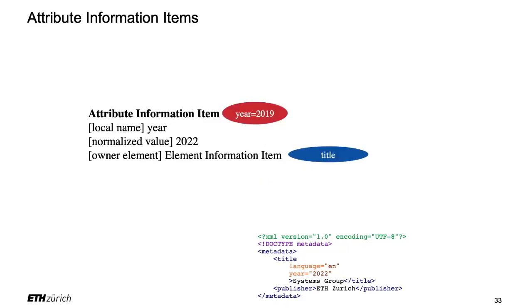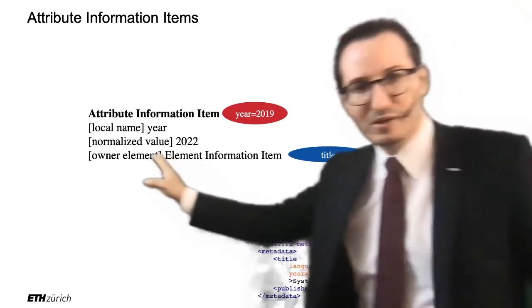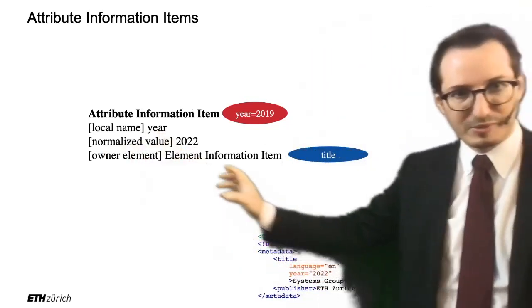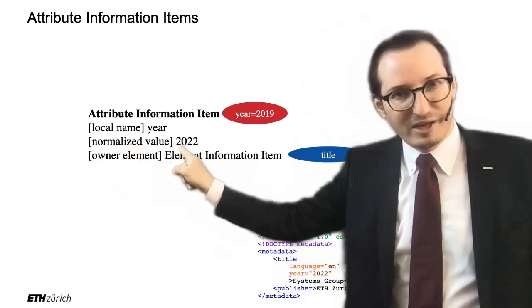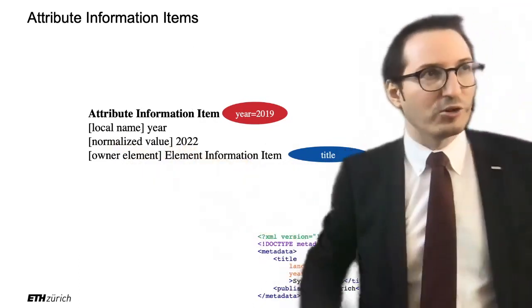Okay, now let's look at an attribute information item. So the attribute information item corresponding to the attribute year. So again, you have a local name. It's in no namespace because I didn't put any namespaces. The normalized value, 2022. Why normalized?